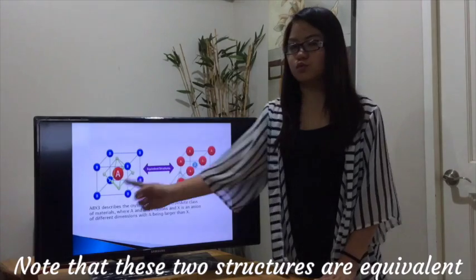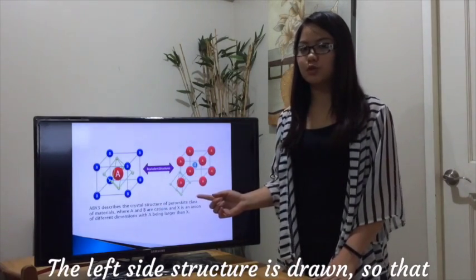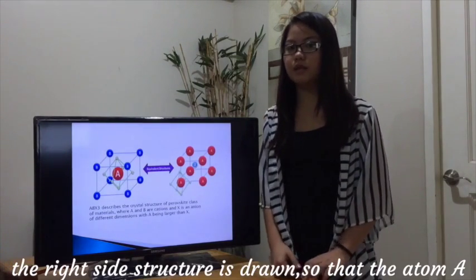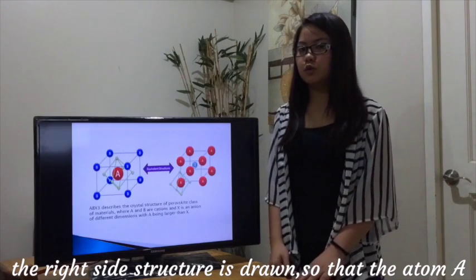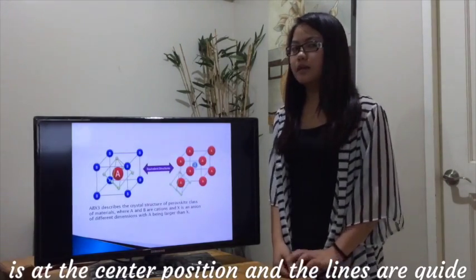Note that these two structures are equivalent. The left side structure is drawn so that the atom B is at the center position, while the right side structure is drawn so that the atom A is at the center position, and the lines are a guide to represent crystal orientation.